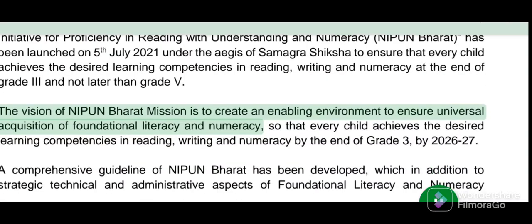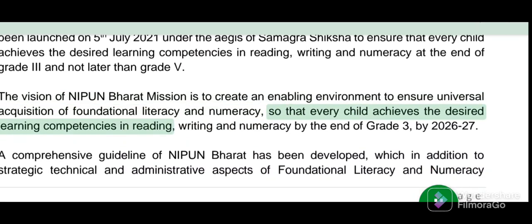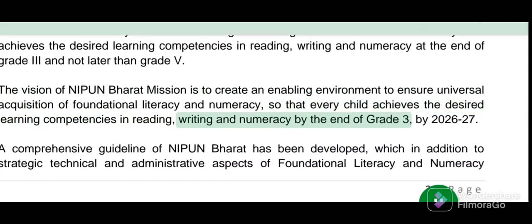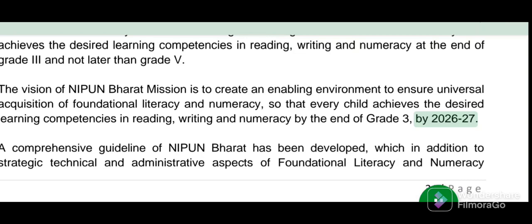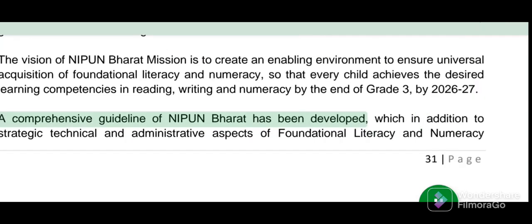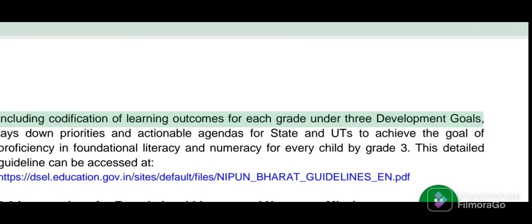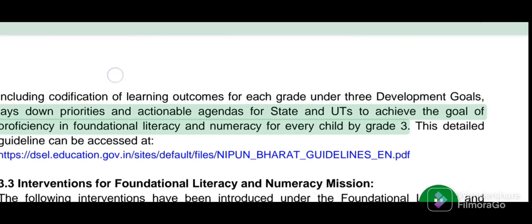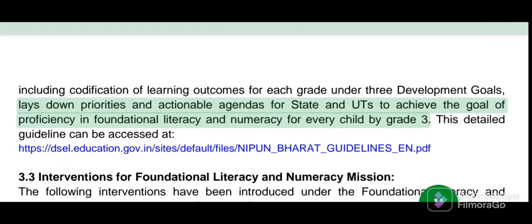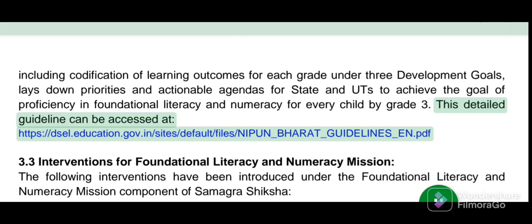The vision of Nipun Bharat mission is to create an enabling environment to ensure universal acquisition of foundational literacy and numeracy, so that every child achieves the desired learning competencies in reading, writing and numeracy by the end of grade 3, by 2026-27. A comprehensive guideline of Nipun Bharat has been developed, which in addition to strategic, technical and administrative aspects of foundational literacy and numeracy, including codification of learning outcomes for each grade under 3 development goals, lays down priorities and actionable agendas for states and UTs to achieve the goal of proficiency in foundational literacy and numeracy for every child by grade 3. This detailed guideline can be accessed at web links.